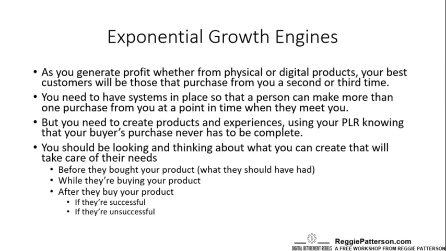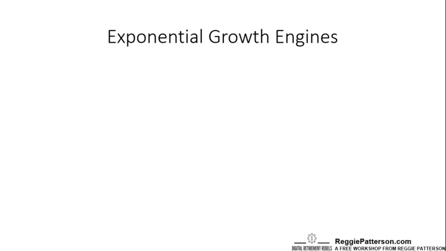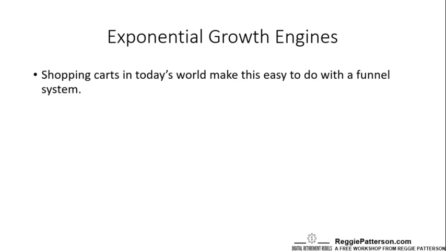So in other words, you get a buyer one time, but they're going to buy from you over time, and they're also going to buy from you more than one time. So exponential growth engines are important, and you need to use PLR in order to support you in that way. Shopping carts make this easy to do. And whether or not you have something like ThriveCart or SamCart, you can typically do this with today's shopping carts.